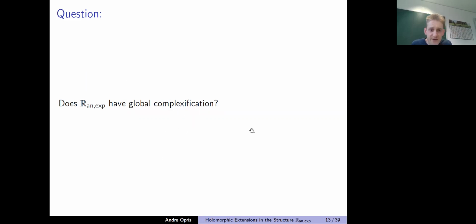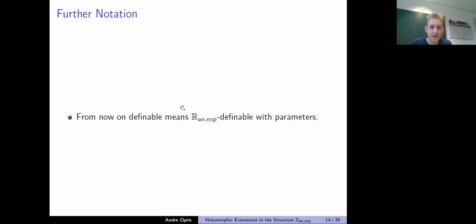And to investigate this question, I want to introduce some more notation. So further notation here. From now on, definable means Ran(Exp) definable with parameters. And we have also the notion of terms. So terms are L_an,exp terms, where L is the language of ordered rings. So with constant symbols 0 and 1, with the multiplication, the addition, taking reciprocals with respect to the addition, then you get this language L.